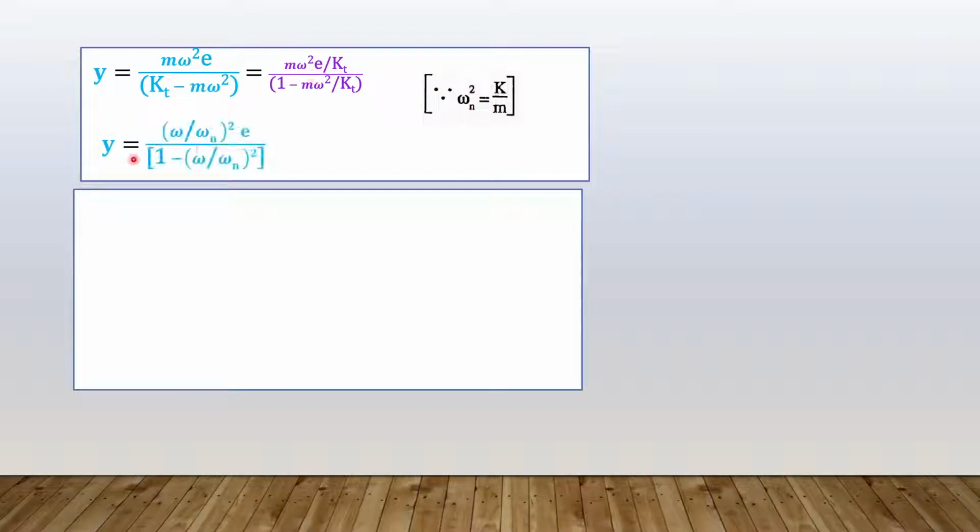So what will remain? Omega by omega n, the whole square, into e, in the numerator. In the denominator, 1 minus (omega by omega n) whole square. So this is nothing but the relation of the deflection y of the shaft with the angular speed of the shaft. There is a direct relation. If omega is equal to omega n, what will happen? We'll see in this case.